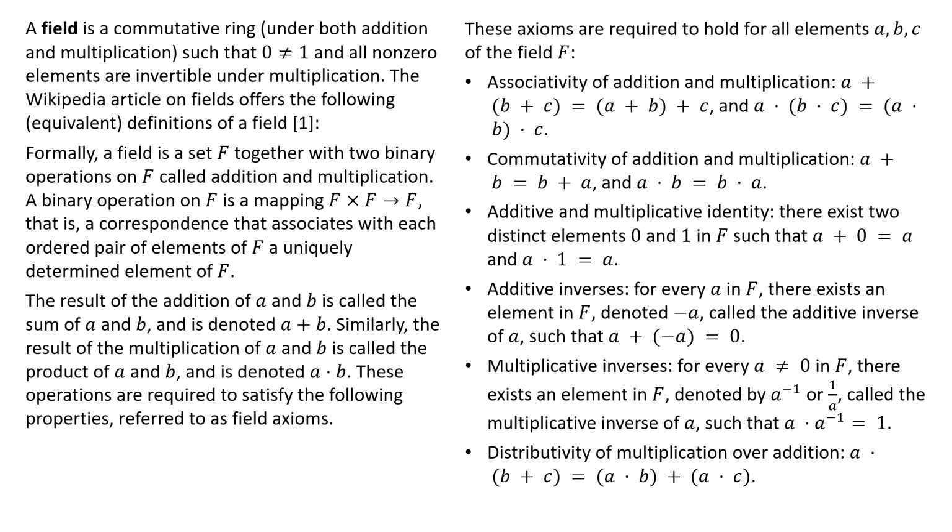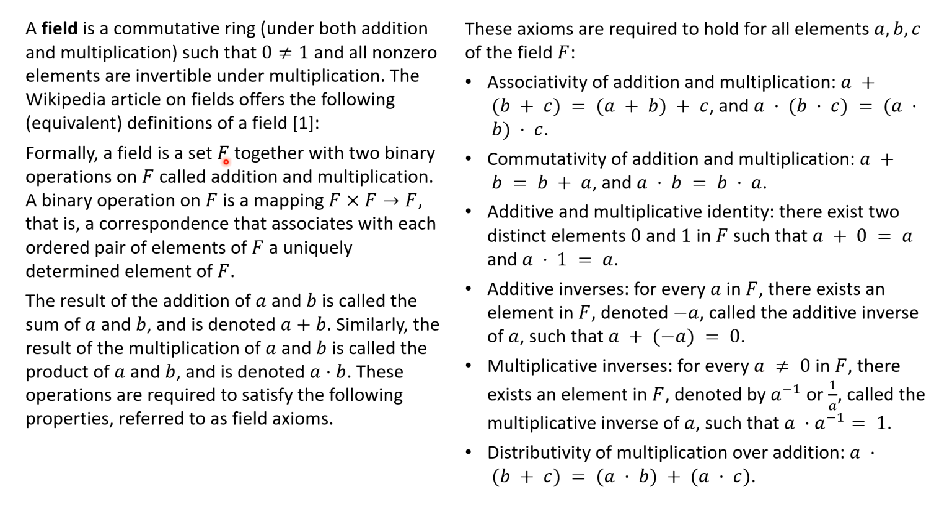A field is a commutative ring such that the additive identity doesn't equal the multiplicative identity. In other words, let me point to it here. 1 doesn't equal 0, and all non-zero elements are invertible under multiplication. We have this prose definition from Wikipedia, followed by a more precise definition here.